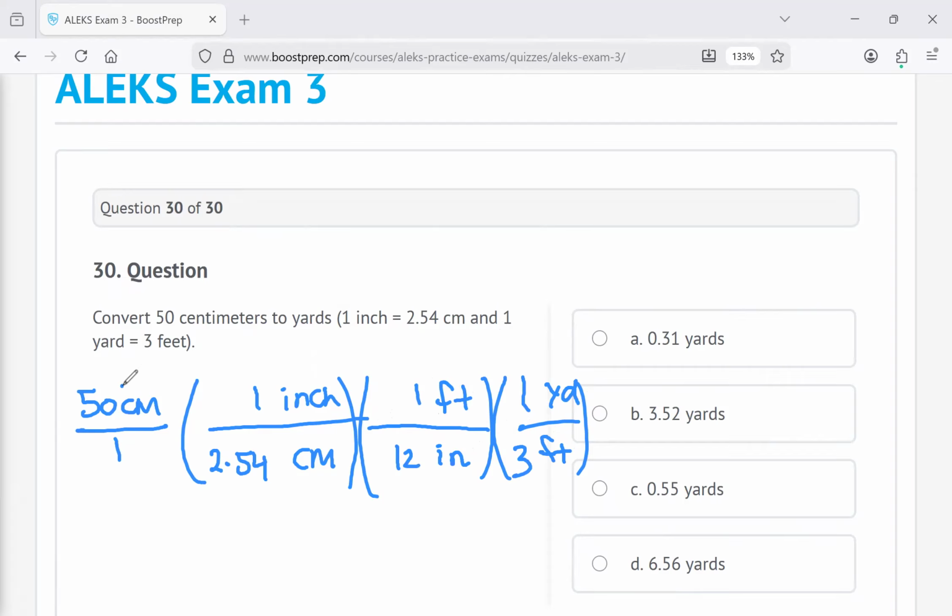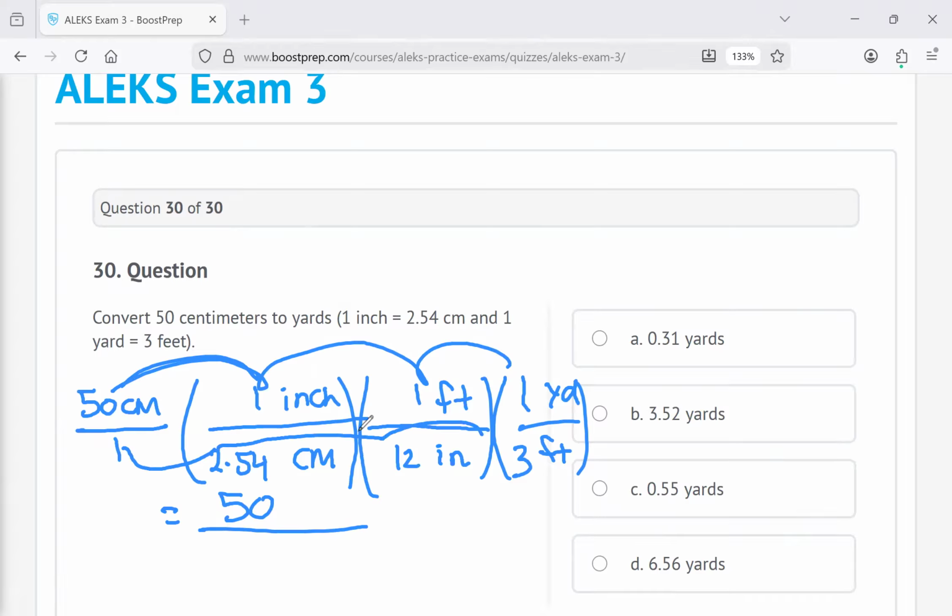Okay. And then you just multiply across. Multiply on top and bottom. So 50 times 1 times 1 times 1 is 50. And then do the bottom. 1 times 2.54 times 12 times 3 is 91.44. And then when you put it all together, you get 0.5468. So that's going to be C.